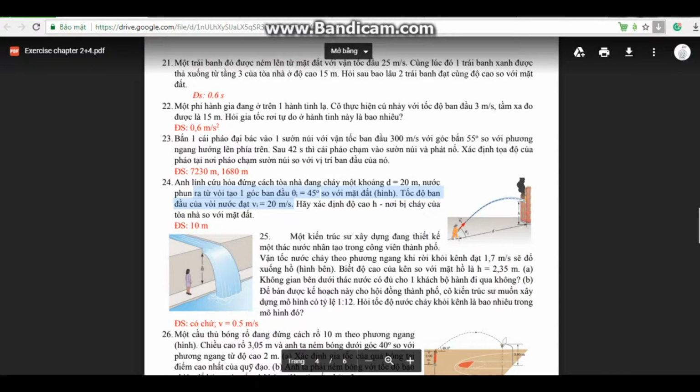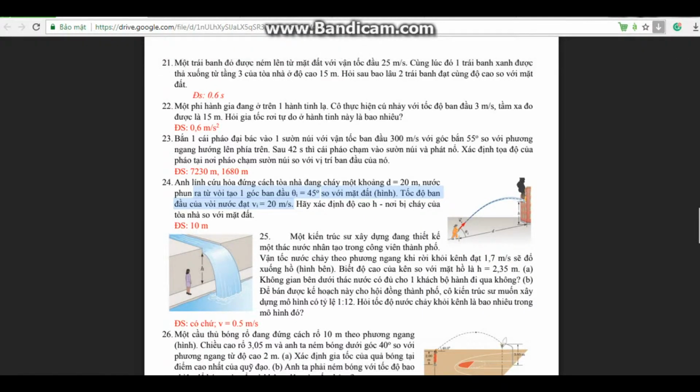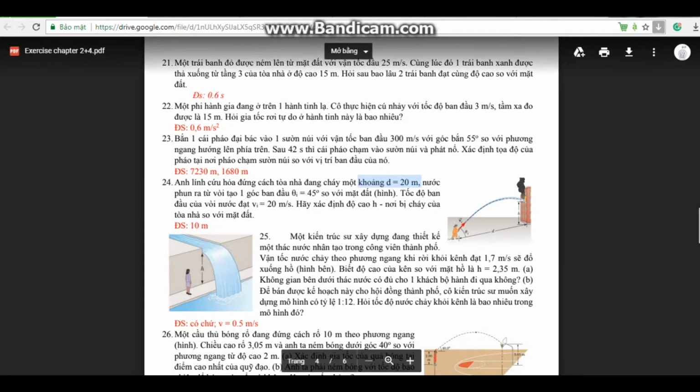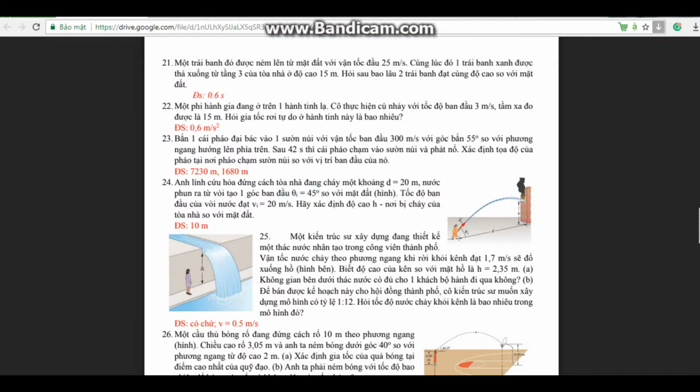Now let's move on to exercise 24. A firefighter stands 20 meters from a building. The water from the hose creates an angle of 45 degrees to the ground. Its initial velocity is 20 meters per second. Identify the height where it hits the building compared to the ground.